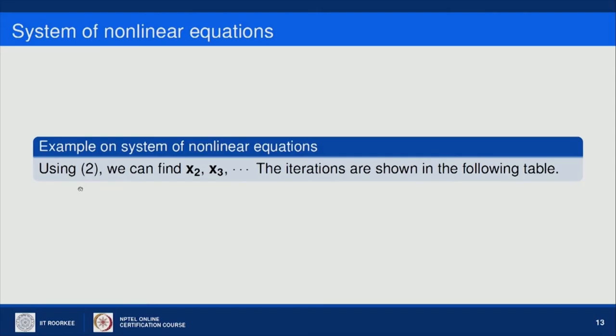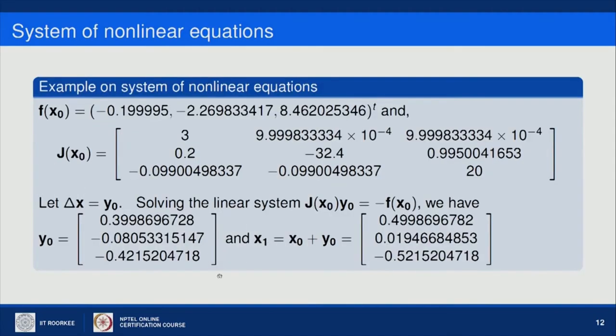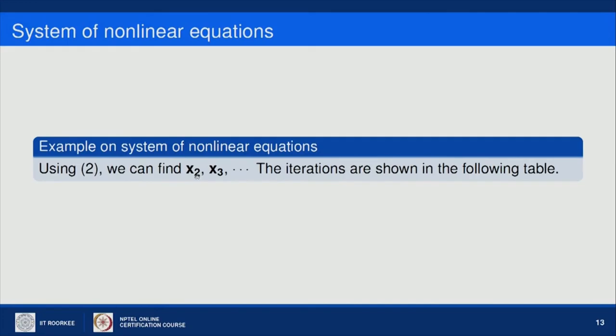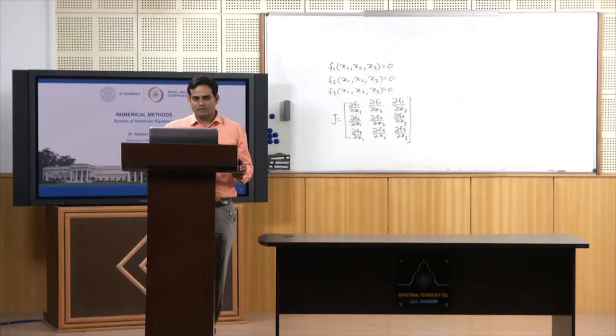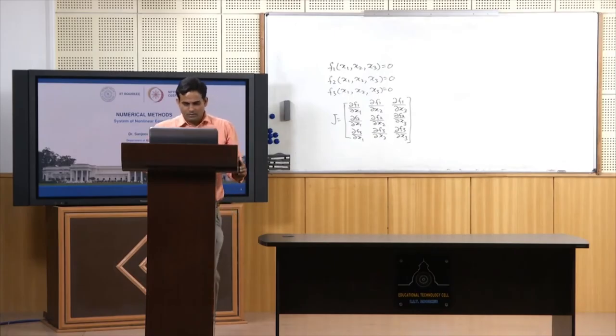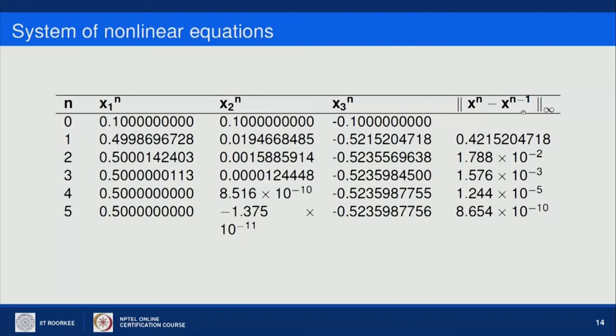So, continuing this, now I will use this x1 and I will find x2. It means I need to solve the system J of x1 into delta x equals to minus F of x1, and hence from there I will get x2, that is x2 will be x1 plus this delta x, which I will get by solving this system. So, this table shows the iterations for various n. Earlier the initial solution was 0.1, 0.1, minus 0.1, then this is the solution we get in the first iteration. The last column of this table shows the norm of the difference of the two vectors x obtained in successive iterations, means in the current iteration and in the previous iteration.